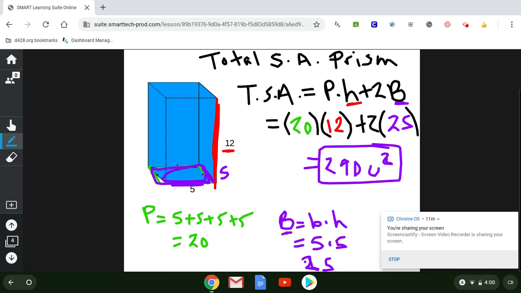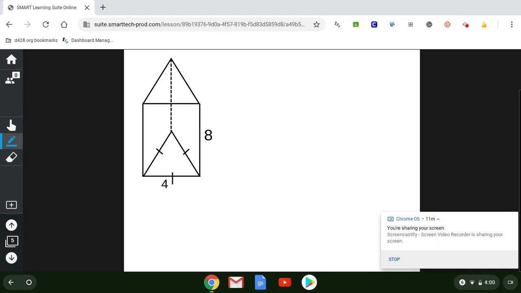All right, so that's how you find a prism. Now, if my base was a triangle, here I would use 1/2 base times height instead, because the shape of the base is a triangle. So remember, this is going to be determined by what shape you have as your base.